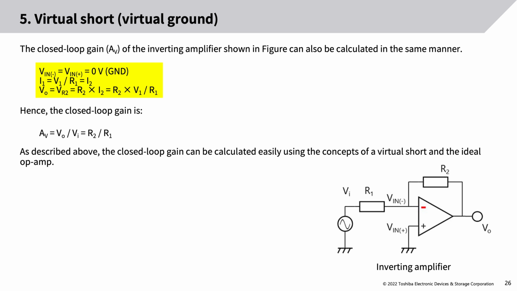The closed-loop gain, AV, of the inverting amplifier shown in the figure can also be calculated in the same manner. Hence, the closed-loop gain is as follows. As described above, the closed-loop gain can be calculated easily using the concepts of a virtual short and the ideal op-amp.